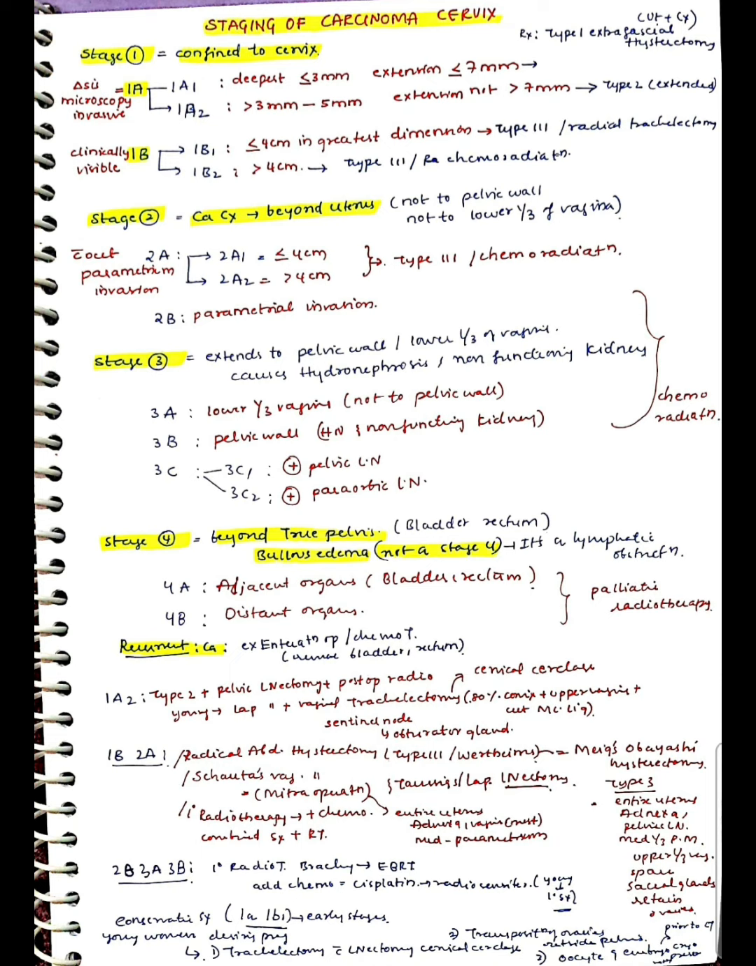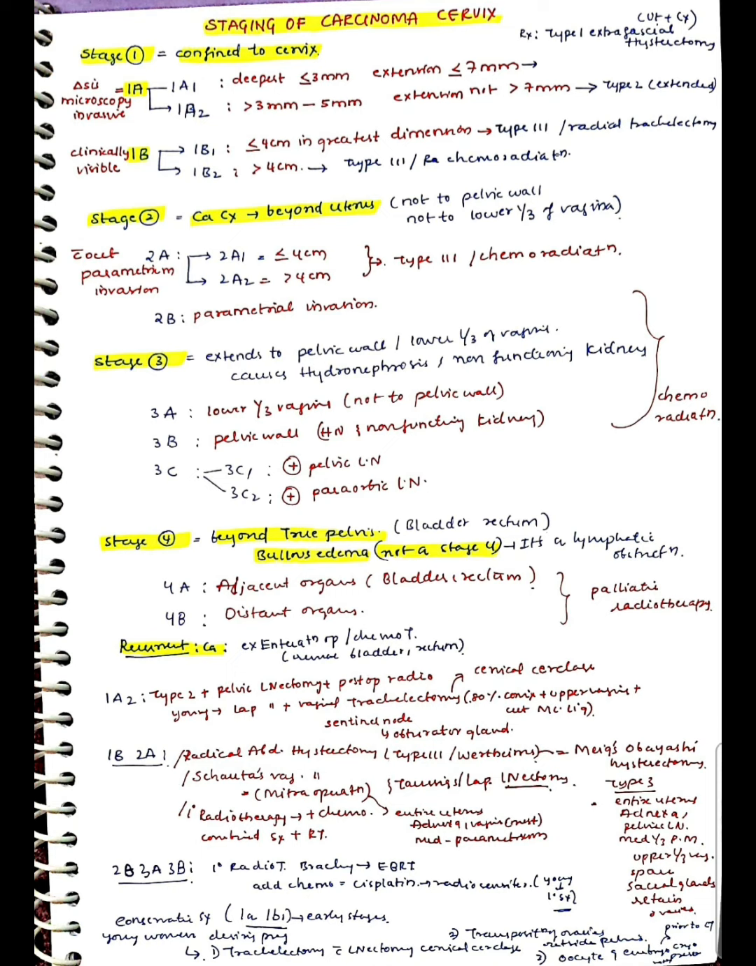So for stage 1, what treatment will we choose? In stage 1A, that is 1A1, we'll go with the type 1 extrafascial hysterectomy. In type 1 extrafascial hysterectomy, we'll remove the uterus and cervix. So this is about stage 1A1. Okay, in stage 1A2, we'll choose type 2, that is extended hysterectomy.